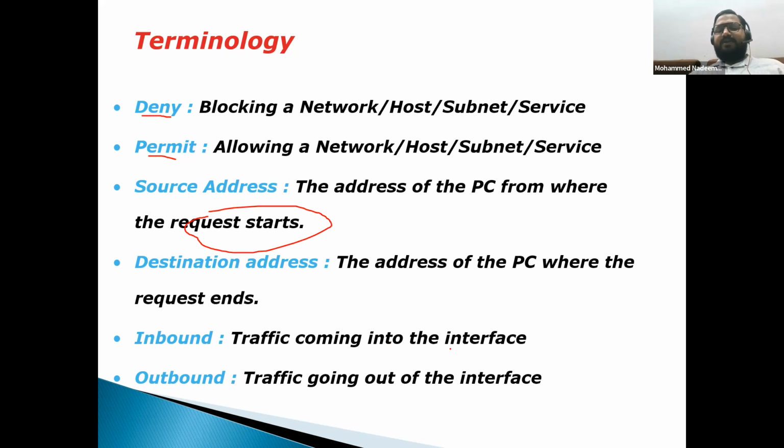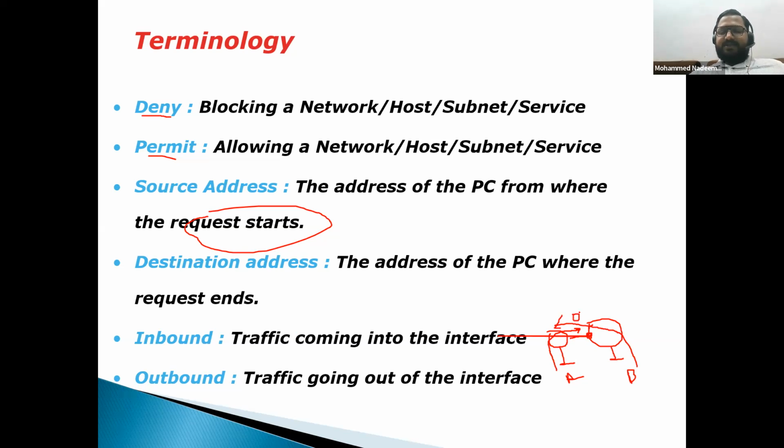Inbound traffic, coming into the interface. Let's say this router. So let's say this is A network, this is B network. When A network comes, it will hit the interface. So this is the interface where it comes in. On this interface, the traffic coming into the interface is called inbound traffic. And when B is trying to go to A, then it will exit this interface. Then it is called outbound traffic.